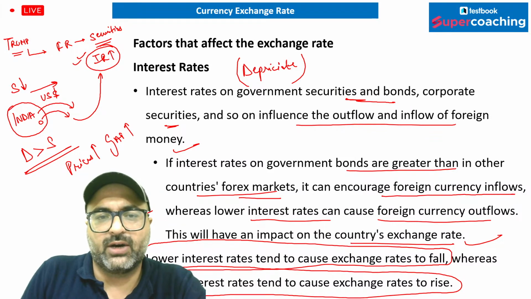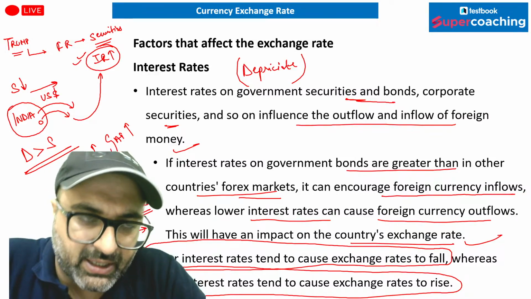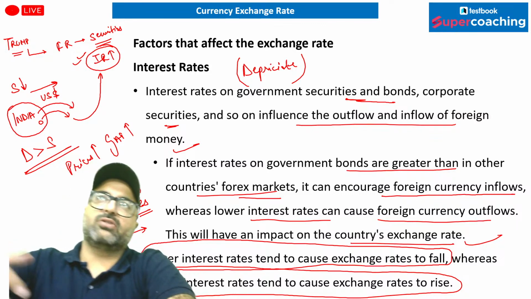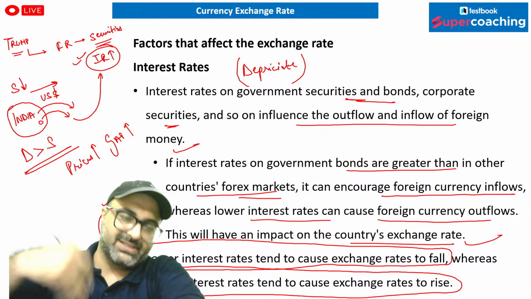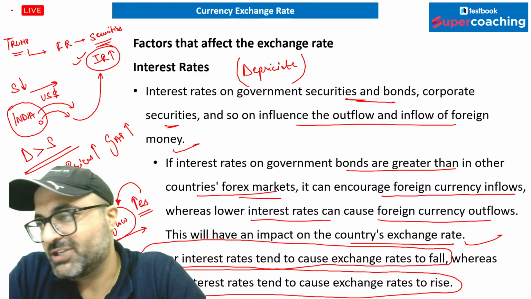And if the foreign currency inflow increases, undoubtedly it will result in what? Undoubtedly it will result in a situation where, in comparison to demand, supply is increasing and the exchange rate will decrease, which means our currency starts appreciating.